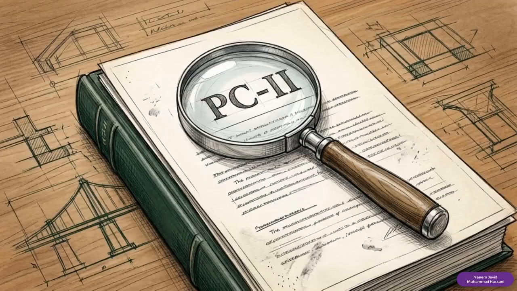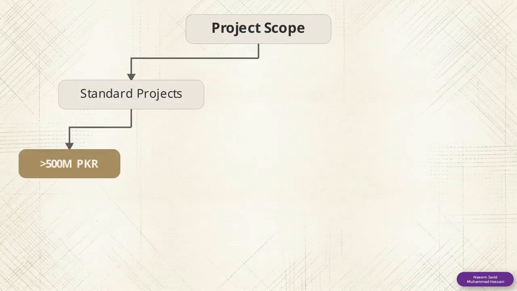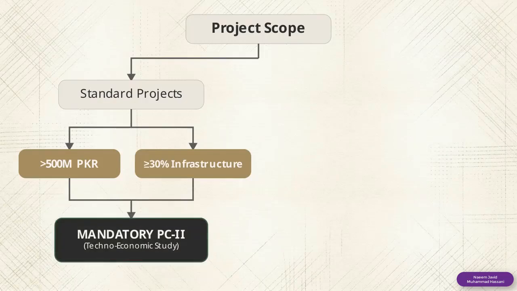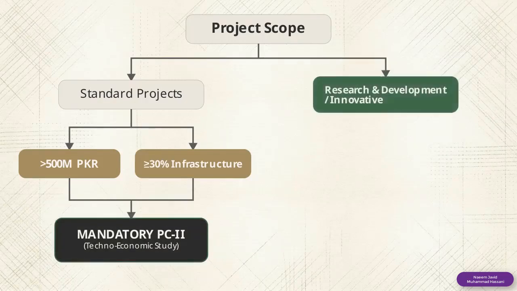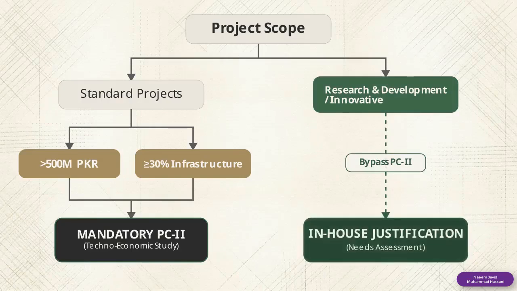The first hurdle is verifying if your specific project legally triggers the requirement for a PC2. This applies to infrastructure projects costing 500 million rupees or more, or where infrastructure is at least 30% of total cost. Exceptions exist for research and development projects. These skip the PC2 regardless of cost, requiring only documented in-house justification.